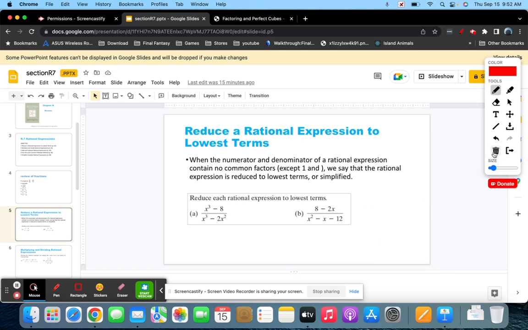Okay, so let's look at the second one. 8 minus 2x, well, I can pull out a 2 on that one and have 4 minus x. Okay, on the denominator, we have x squared minus x minus 12. Let's see, that would break down into x minus 4 times x plus 3.